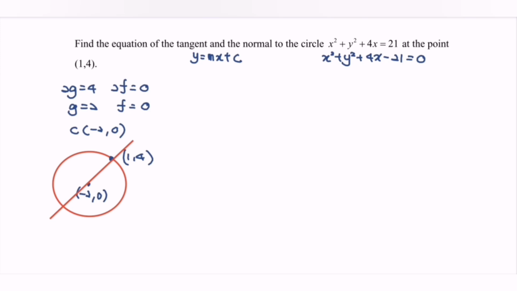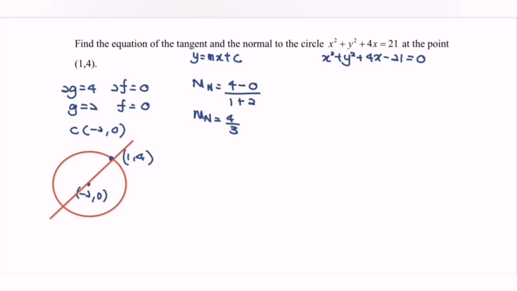Next, what we have to do is to find the normal. Before we find the normal, kindly determine the gradient for the normal. The formula is y minus y sub 1, so we have 4 minus 0 over x minus x sub 1. Here we have 1 minus the negative 2, so we will have positive 3. So the gradient for the normal will be 4 over 3.